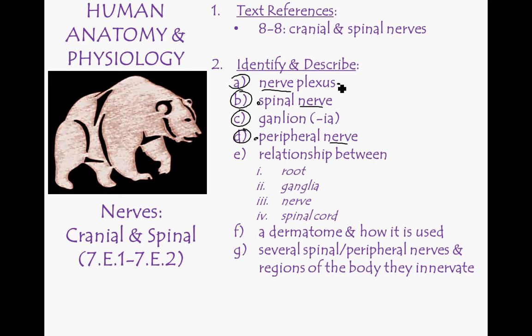Ultimately, you should be able to describe the relationship between all of these, like the nerve root, the ganglia, the nerve, and then the spinal cord. We'll look at what a dermatome is and how it might be used and why it might be important. And then several spinal and peripheral nerves and the regions of the body that they innervate.